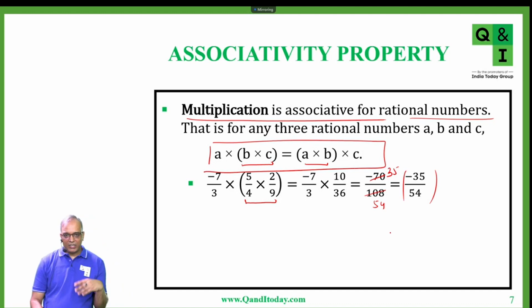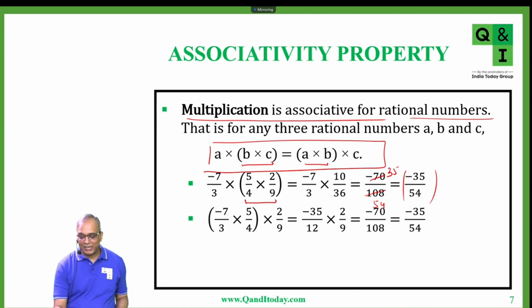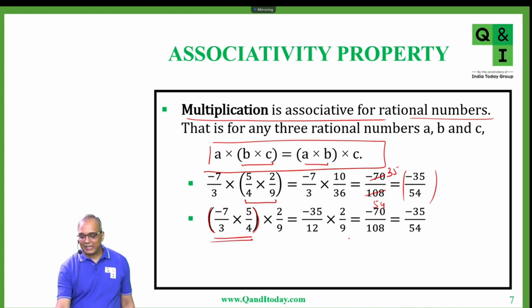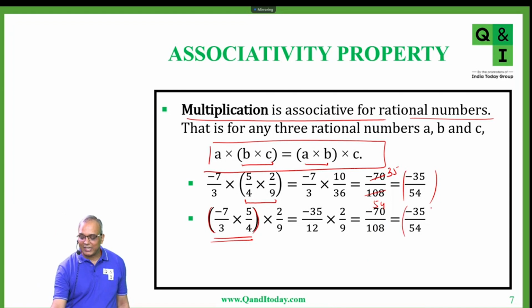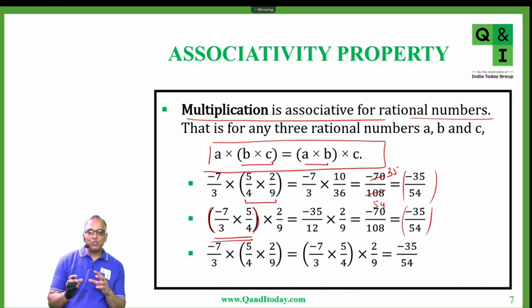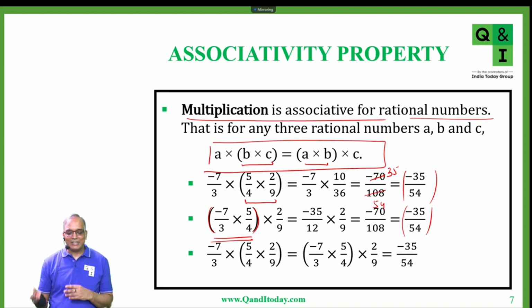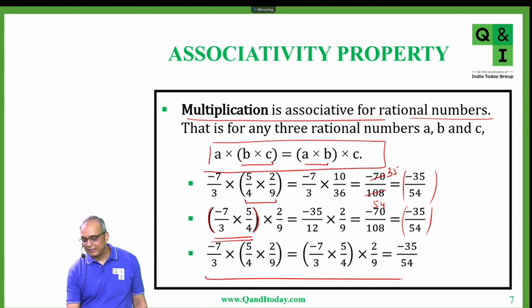Now, what we are going to do is we'll multiply first -7/3 and 5/4 and then multiply 2/9, and let's check the result. So when we multiply -7/3 and 5/4 first, you will have -35/12 into 2/9, which is again -70/108, and you can cancel out 2, which is a common factor in both numerator and denominator. We get -35/54. So that means the order in which you have chosen the two numbers to multiply first does not matter in terms of final result. So multiplication is said to be associative for rational numbers. Clear, students?